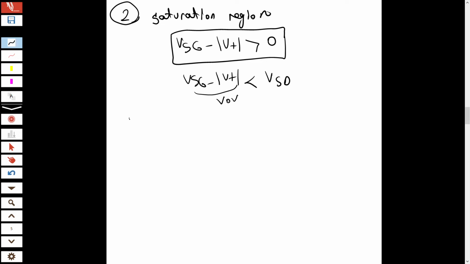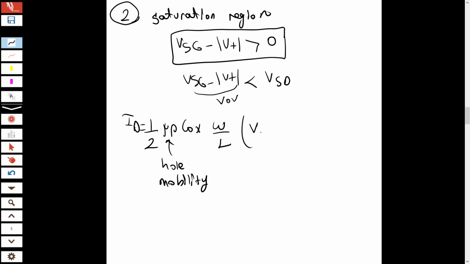So saturation region formula remains the same in PMOS, but there is a little bit change. What's change? This time UP Cox. There is hole mobility because majority carriers are this time holes. This is hole mobility, UP Cox. You can choose omega over L and then (V source G minus absolute value of V threshold) squared.